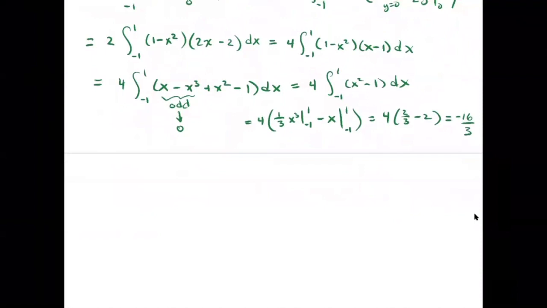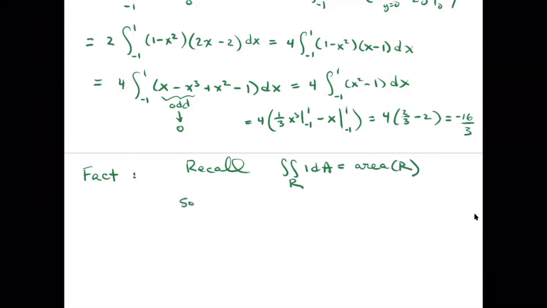Here's a fact that I'm not going to do an example of. Fact, recall that if you do a double integral over a region R of just 1 dA, this comes out to be the area of R. Okay, so also, triple integral over Q of 1 dV is the volume of Q.